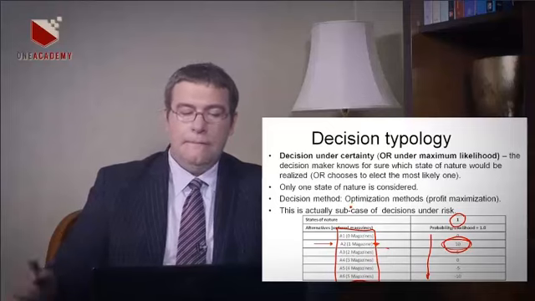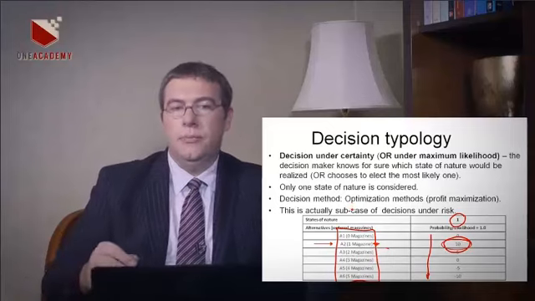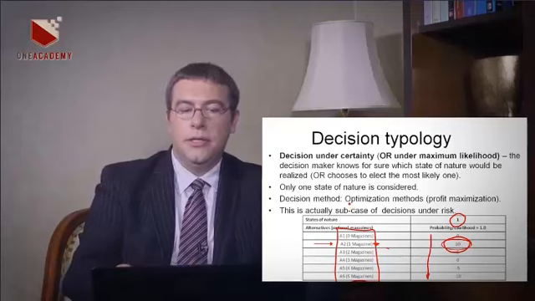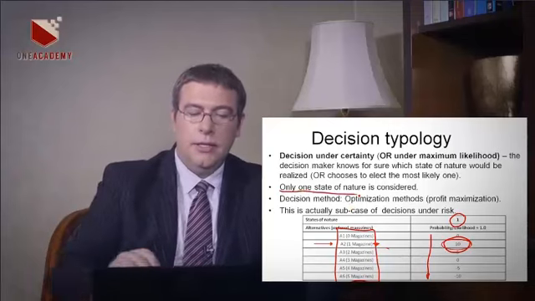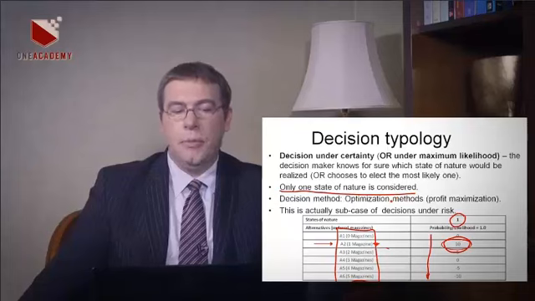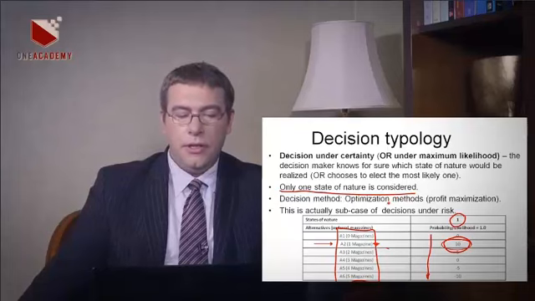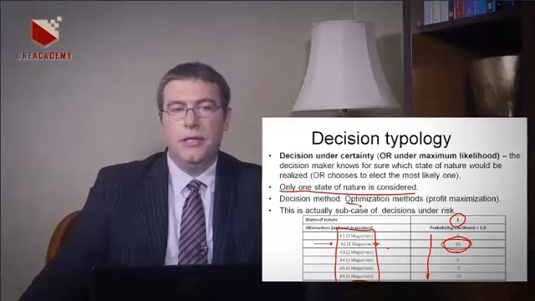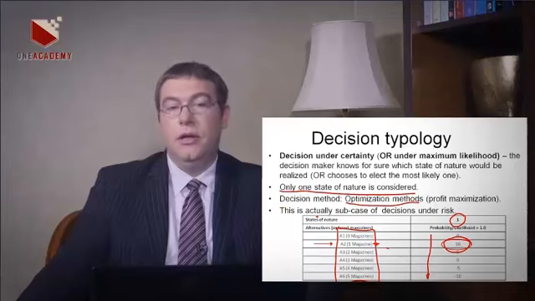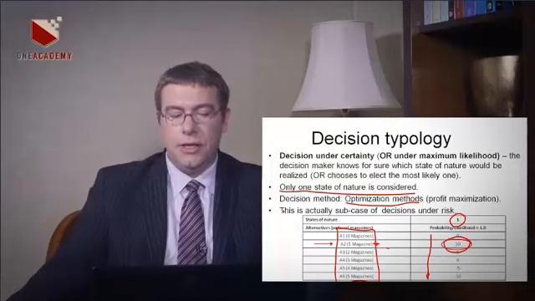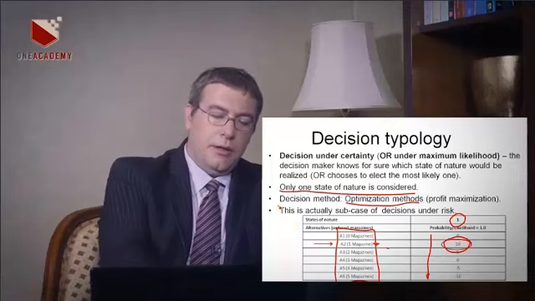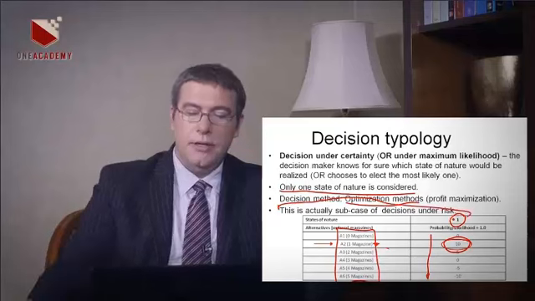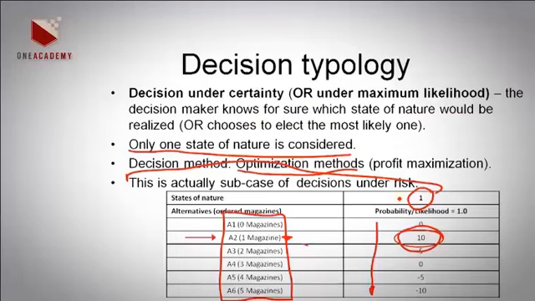So, what is important here? Under certainty, only one state of nature is considered. The second important thing here is what decision methods are used. Typically, they are optimization methods aiming at profit maximization. Basically, this is a subcase of the decision under risk.